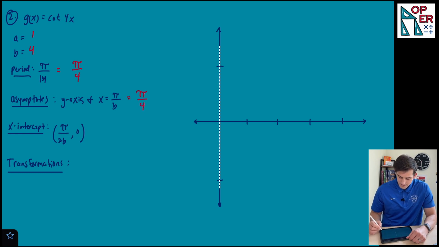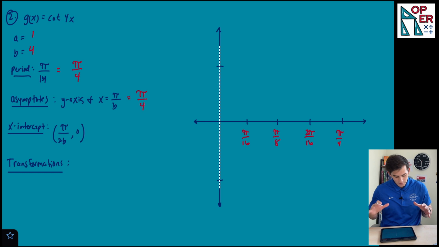Okay, so now let's label our graph here. Let's put this at pi over 4. So then let's make this pi over 16. This would be 2 pi over 16, so we could call it pi over 8. And this one is going to be 3 pi over 16. Okay. All right, now we noticed that a was 1, right? So we could go ahead and label y-axis 1 and -1.